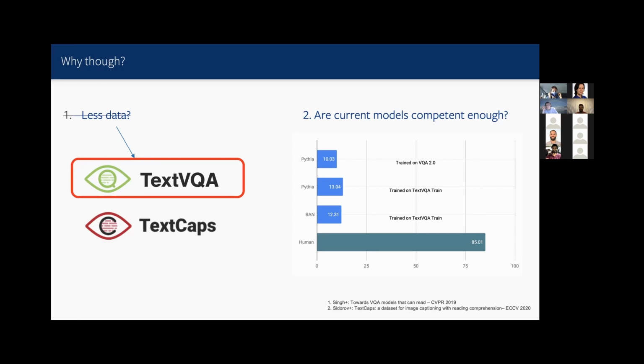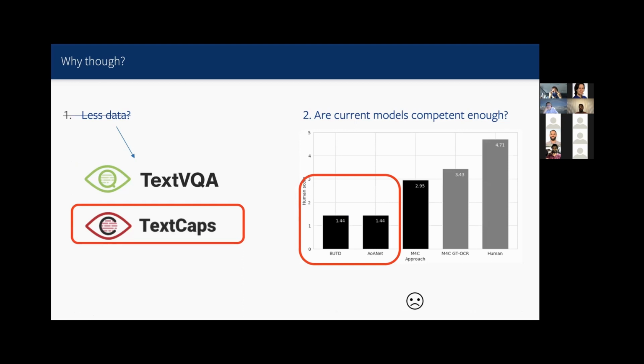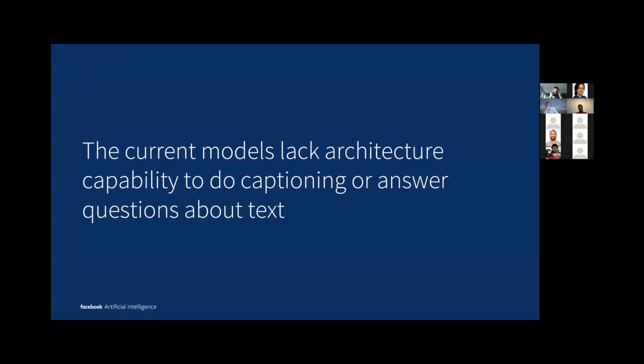That led us to believe that even in these models, there is some issue that we haven't fixed, which is not related to having the data or not. Similarly, on TextCaps, the current captioning state-of-the-art models weren't able to perform highly compared to humans on this dataset. So we realized that these current models lack the architectural capability to do captioning or answer questions about text inside the image, which was a bigger issue compared to having data.